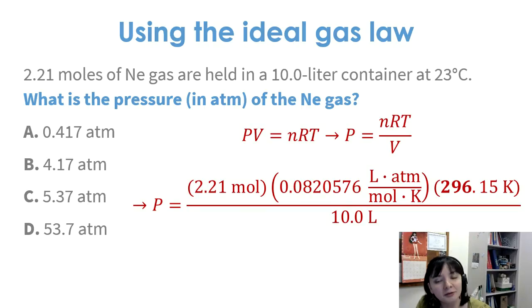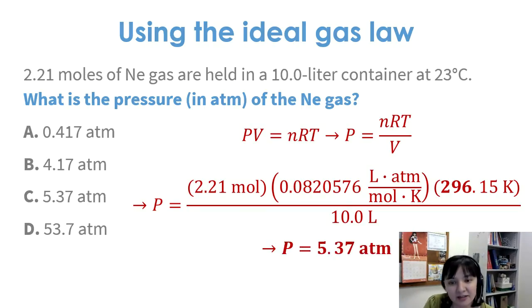0.08206. But here the only change I've made is just converting my temperature that was in Celsius into now the temperature in Kelvin, right? So rather than using 23 degrees C, I'm going to set T, or temperature, as 296.15 Kelvin. And so when I punch this all into my calculator and I solve, I get 5.37 atmospheres as the pressure of the gas.